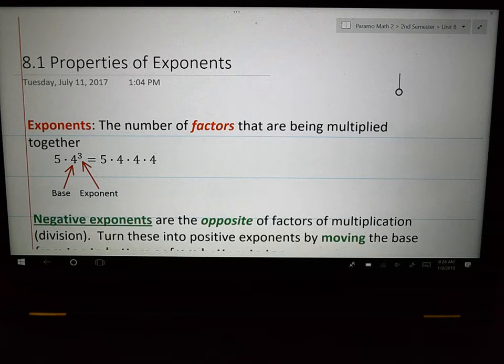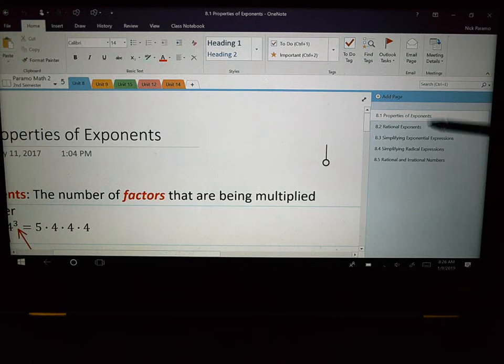Chapter 8 is 100% dealing with rules on exponents. They are going to play around. When I look at Unit 8, we have properties of regular exponents. We're going to have properties of rational, otherwise known as fractional exponents. We're going to be talking about how to simplify those, how to simplify radicals, and the difference between rational and irrational numbers. That's what we're going to be doing for Unit 8.